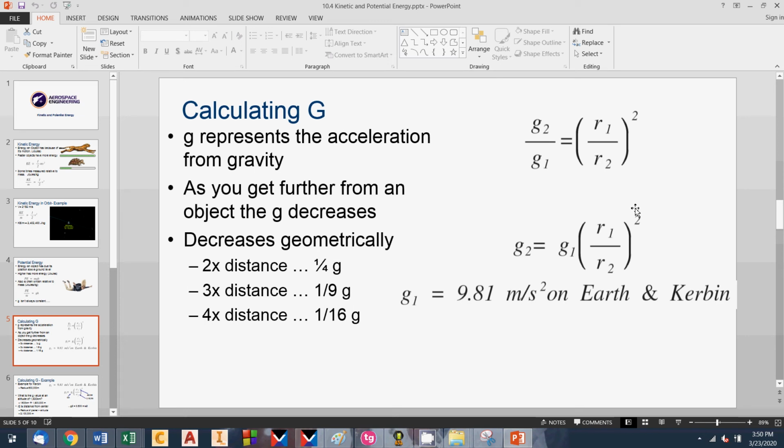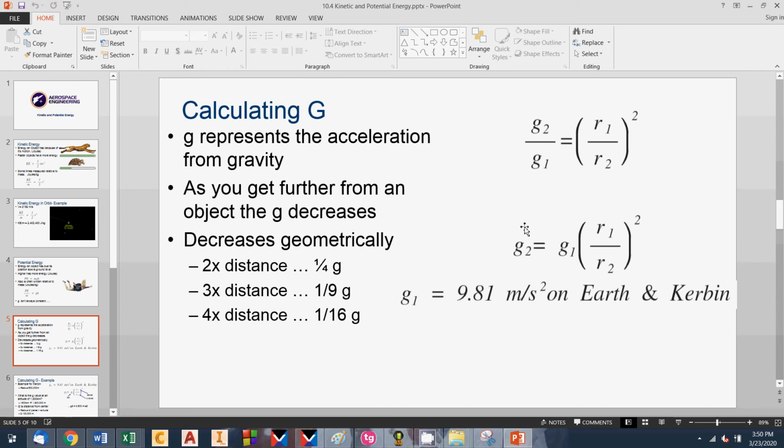So what we're really trying to find is what this G value is when you're at a certain height. That's our G2, because G1 is what the G value is on the ground. G2 is what the G value is when you're at a certain altitude. So we're going to solve the equation for G2. We just multiply both sides times G1. So we'll find G2 equals G1 times the ratio of R1 over R2 squared. Now we know R1, that's the distance from the center of the planet to where you are when you're on the surface. So that's just the radius of the planet itself.